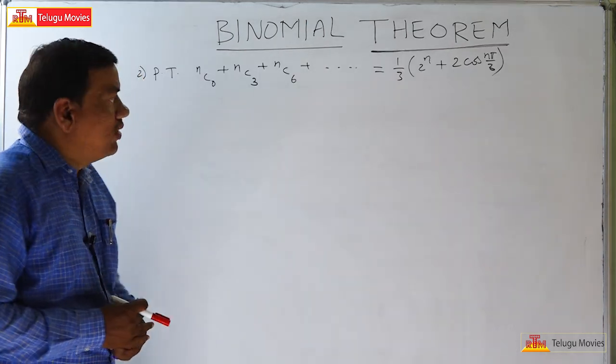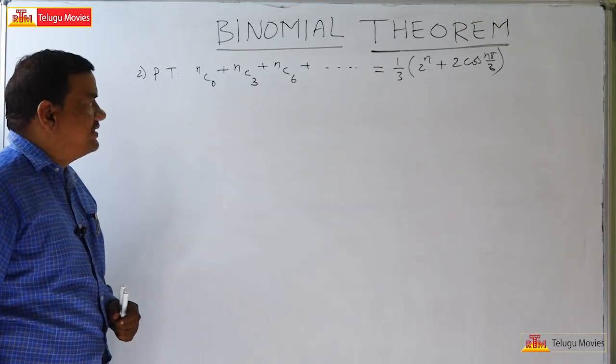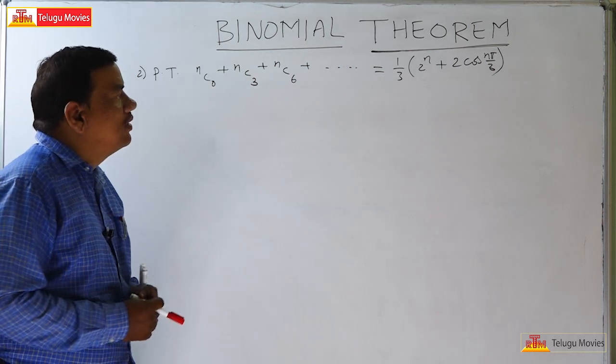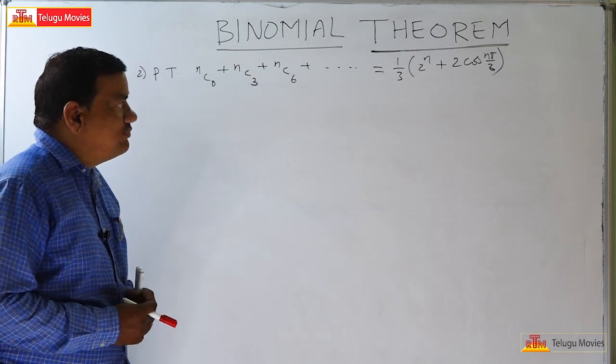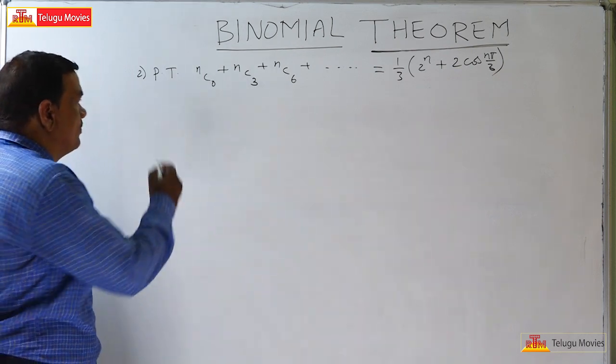Welcome to this problem. See here, prove that nC0 plus nC3 plus nC6, and so on, is equal to 1 by 3 times (2 to the power of n plus 2 cos n pi by 3). Let us see how to do this problem.